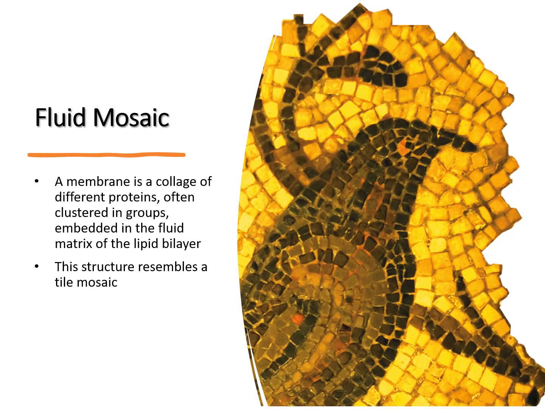We use this term fluid mosaic, and that's not a term that everyone is familiar with, but basically if you look on the right, that's what a mosaic is. And a mosaic is just a picture designed with a bunch of different blocks of different colors. So the idea here is that the cell membrane is a collage of different proteins that are often clustered in groups, and they're embedded in a fluid matrix of the lipid bilayer.